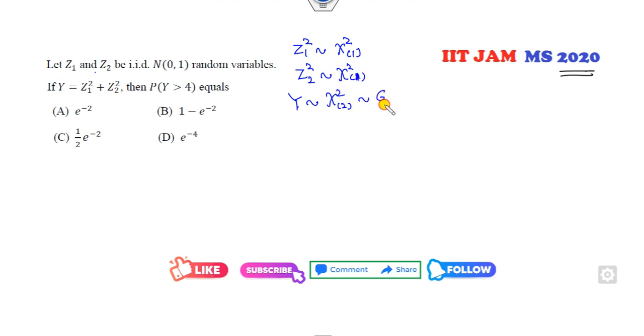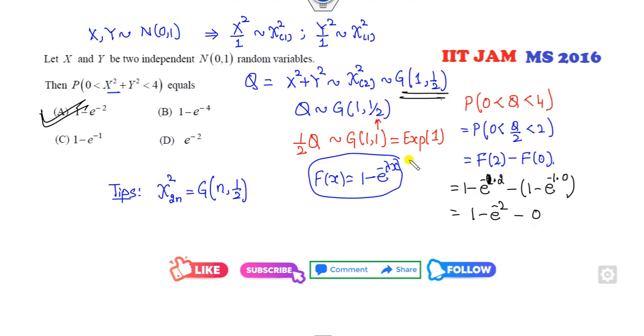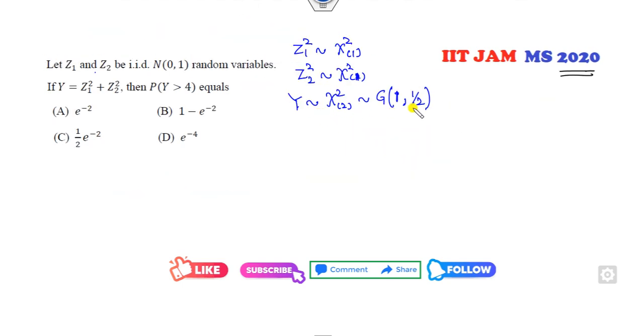I can write this as gamma of 1 comma 1 over 2. Fine. Now I can make the rate to be 1. So a half of this will follow the gamma distribution 1 comma 1. That is my exponential distribution 1. So I can make them to be the half.